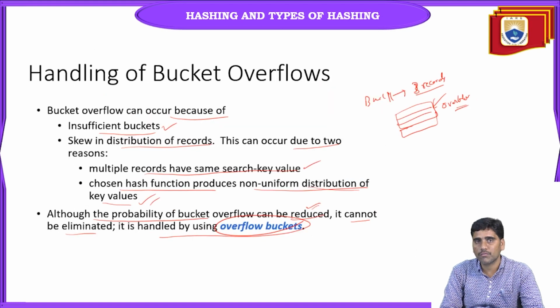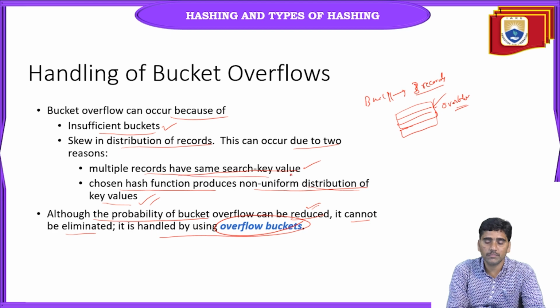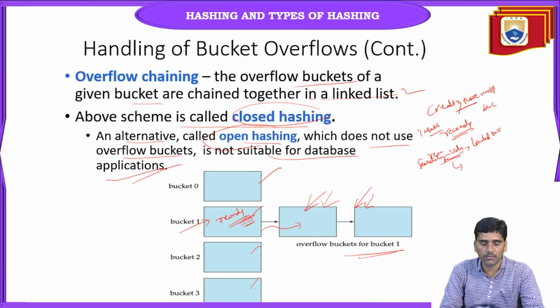And bucket overflow. Bucket overflow happens whenever the buckets are not sufficient for the file organization. At that moment it gets bucket overflow, when multiple records have the same search key values, and the chosen hash function produces non-uniform distributions. So that is the handling of bucket overflow.